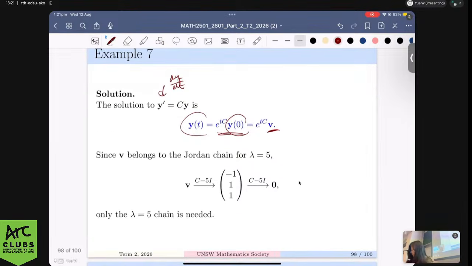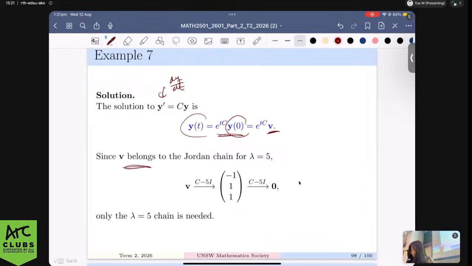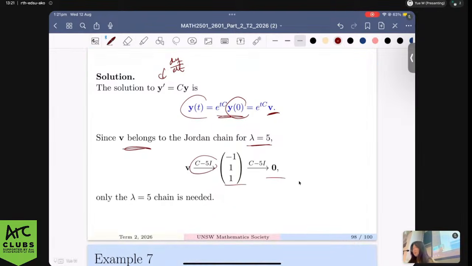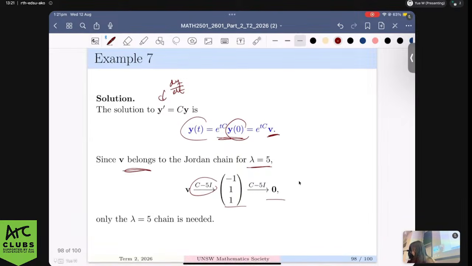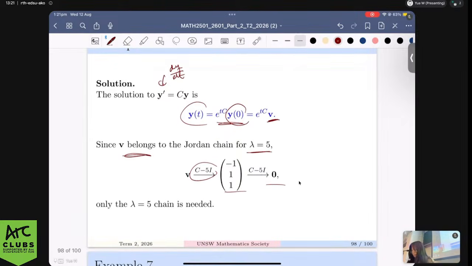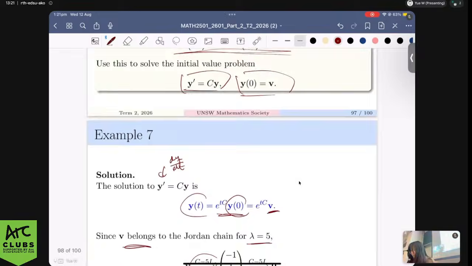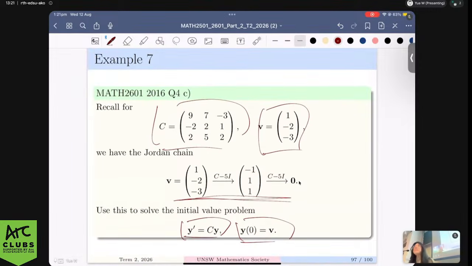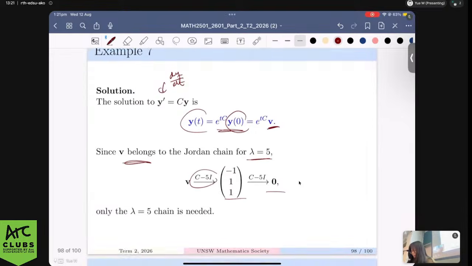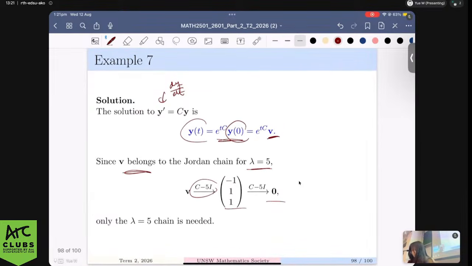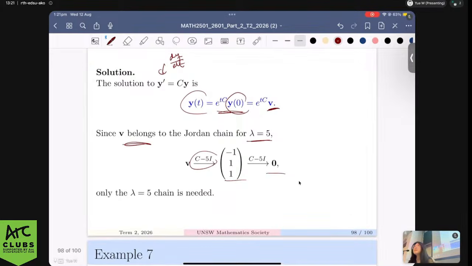One thing you'll note from this is that since v belongs to the Jordan chain for lambda equal to 5, you can apply this again to the vector v and do it until it terminates. And because you know that v only belongs to the Jordan chain for lambda equal to 5, you don't really need to check for the other eigenvalue. Even though I think this matrix had a lambda value of 3 as well, you don't need to check it because it's not in the same chain. So only lambda equal to 5 is needed.